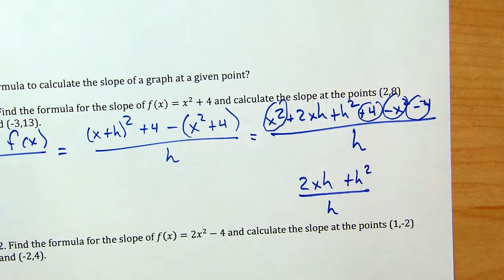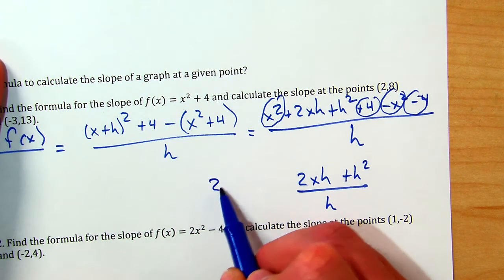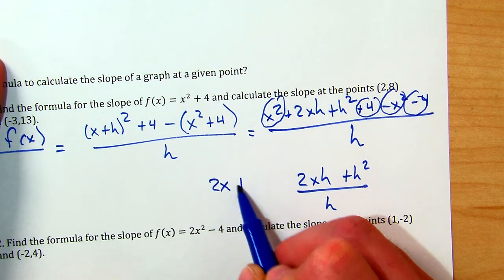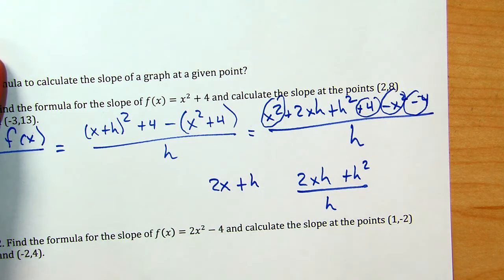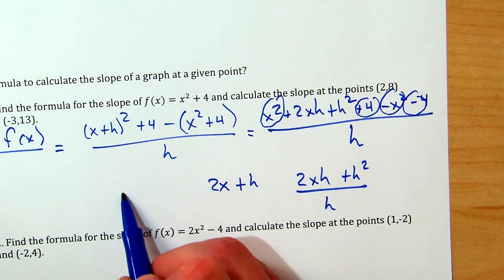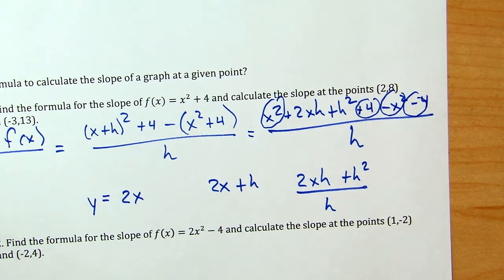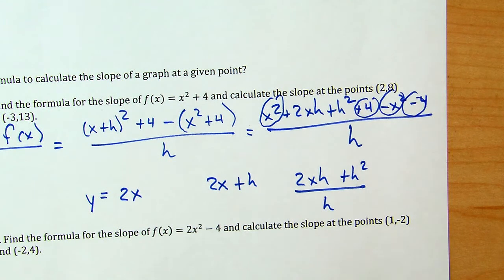We can either factor out an h, or hopefully we're getting good at it where you can see that an h will cancel out of each piece. So I end up with 2x plus h, and then the bottom one cancels out. Here's where we're going to take the limit. I'm going to take the limit as h approaches 0 and just end up with 2x, or specifically we're going to call it y equals 2x. This is the formula that will calculate the slope.